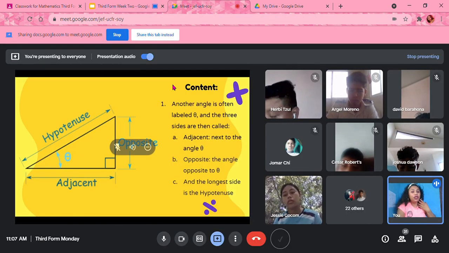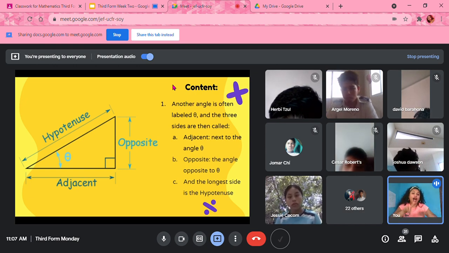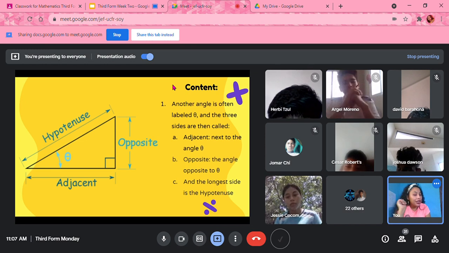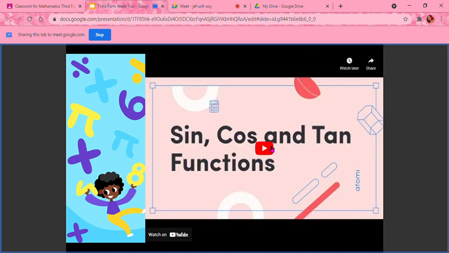Alright? So the theta has to be one of the first things that you label so that you are able to identify all the three sides of the triangle correctly. And it is important because if you do not label them correctly, then your answer for sine, your answer for cosine, and your answer for tangent is going to be wrong. Alright? So we're going to move along. And I'm going to show you guys the other portion of the video.